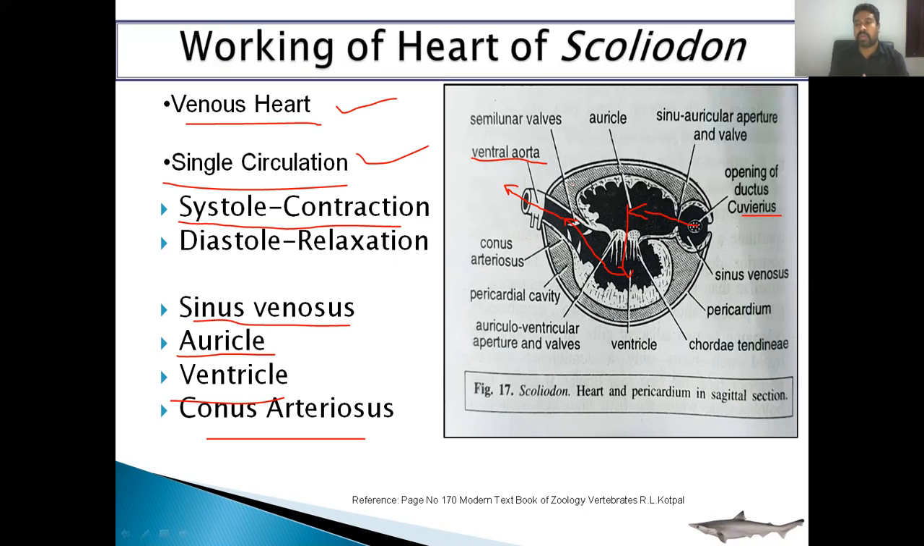So if we discuss the working of the heart, what is actually going on is the rhythmic contraction and relaxation of the chambers of the heart. Rhythmically means sequentially, and the backflow of blood is prevented with the help of the valves. The blood comes to the sinus venosus, and the sinus venosus contracts first. That is called systole. Relaxation is called diastole. So first the contraction of the sinus venosus, then the auricle, then the ventricle, and then the conus arteriosus. This is the sequence of the flow of blood.